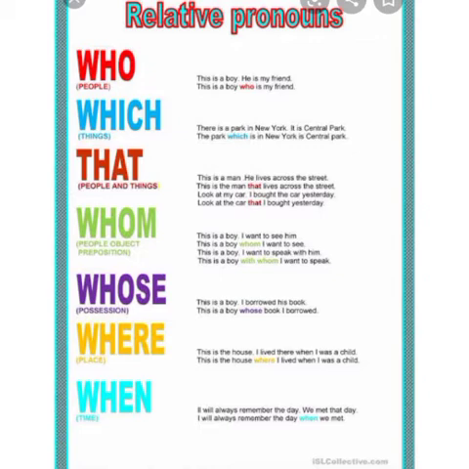Second is which. There is a park in New York. It is Central Park. Right? Now the same statement we will say with the help of a relative pronoun in this way. The park which is in New York is Central Park. The park which is in New York, जो New York में है, is Central Park, वो Central Park है.